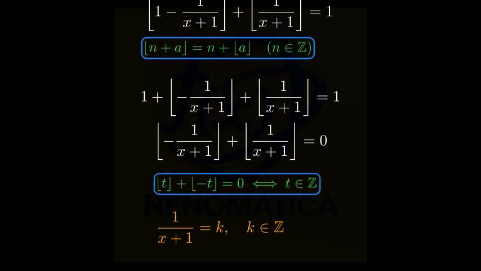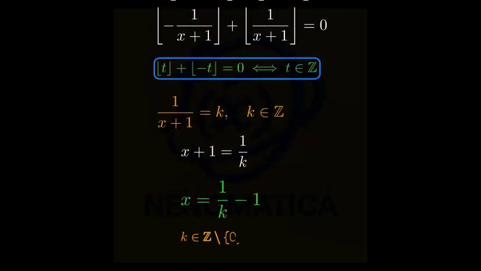Step 4. We subtract 1 from both sides to isolate the 2 floor terms. That gives floor of negative 1 over x plus 1 plus floor of 1 over x plus 1 equals 0. There is an important identity here. Floor of a number plus floor of its negative equals 0 if and only if the number is an integer. Therefore, 1 over x plus 1 must be an integer. Let 1 over x plus 1 equal k, where k is an integer.